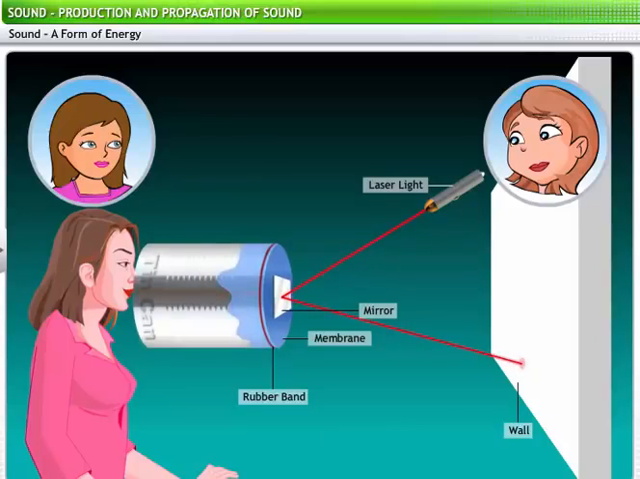As we shout, the voice moves because the vibrations are conveyed through the air to the stretched membrane. The stretched membrane gets tuned to the vibrations of the sound. As the membrane vibrates, the mirror on it also flutters. Hence we see the dancing spot.